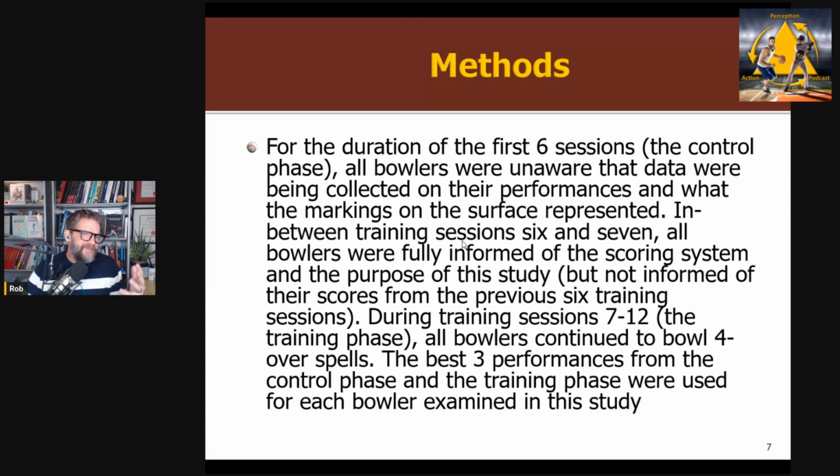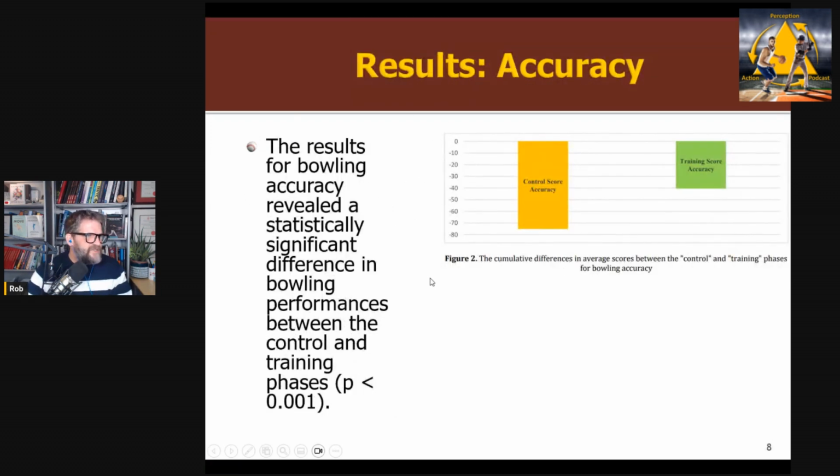So again, some limitations in the design, but overall, I think kind of an interesting study. What they found in this study, first of all, when looking at accuracy: this is the control phase with none of these targets. This is after training with the targets. You can see they're consistently more accurate in terms of the number of points they're getting when they have these targets. So the constraints do seem to be giving them good feedback.